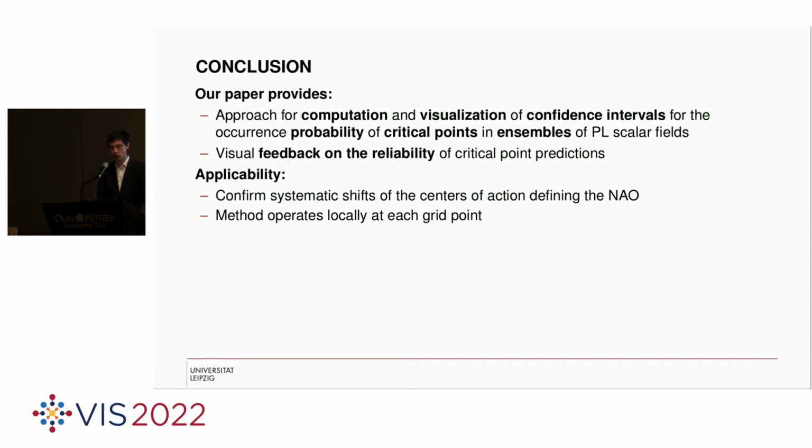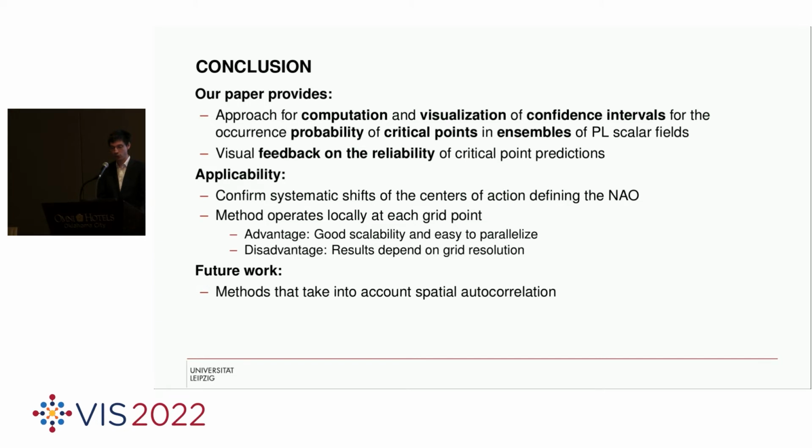The proposed approach operates locally at the vertices of the grid. This offers good scalability and parallelizability of the algorithm. On the other hand, this has the drawback that the result will depend on the grid resolution, as the probabilities will converge to 0 with finer grids. We therefore plan to search for methods that also take into account the spatial autocorrelation in the data to identify regions of critical points that describe the same topological feature. The probability of those features would then be more independent of the grid resolution.